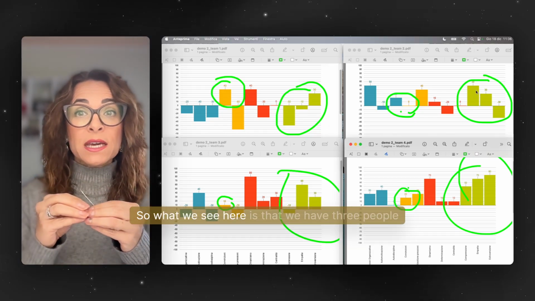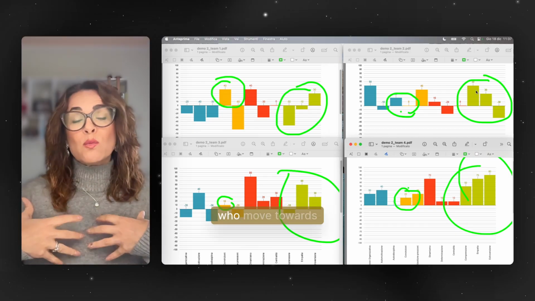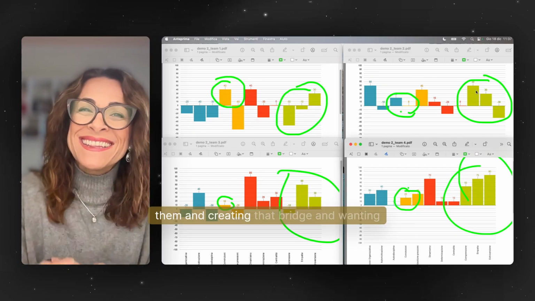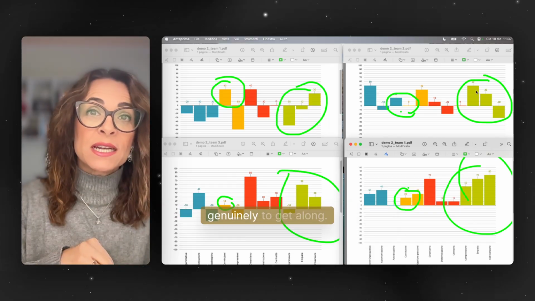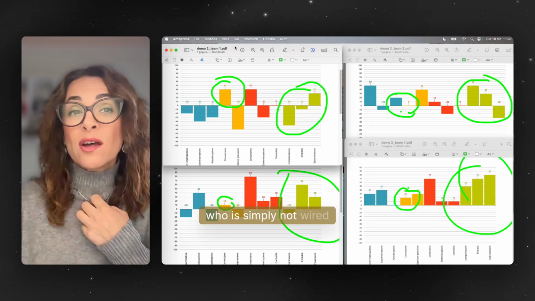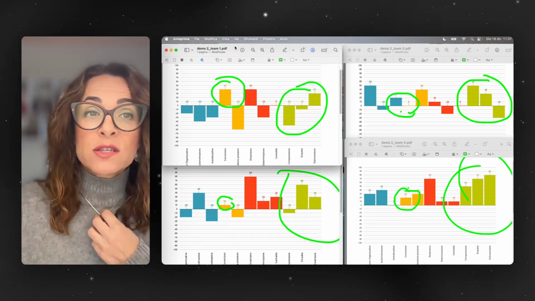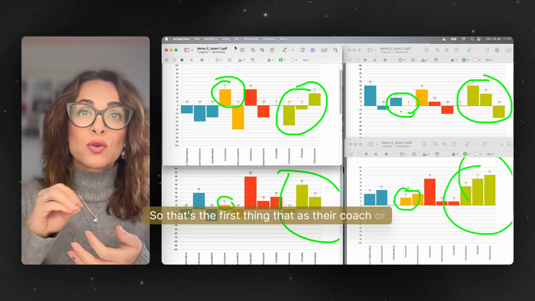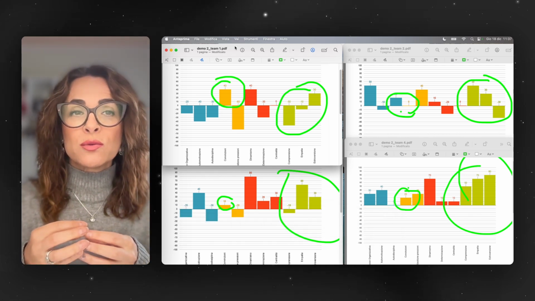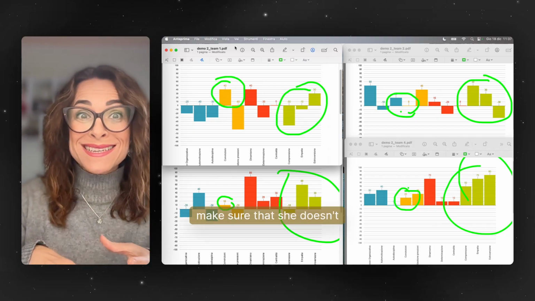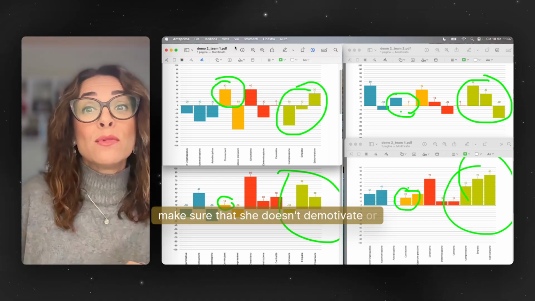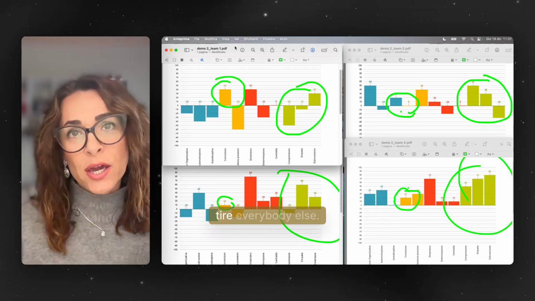So what we see here is that we have three people who move towards relationships, nourishing them, building them and creating that bridge, wanting genuinely to get along. Whereas we have one person who is simply not wired that way. So that's the first thing that, as their coach or consultant, you would want to work on in order to make sure that she doesn't put pressure on everybody else. Make sure that she doesn't demotivate or tire everybody else.